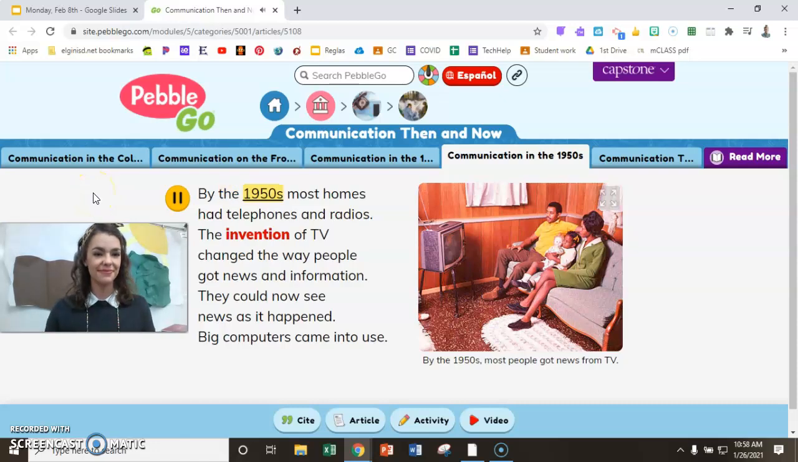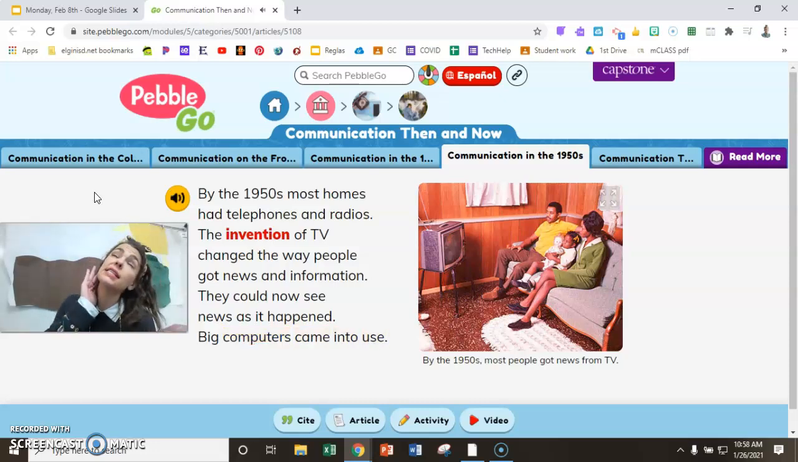By the 1950s, most homes had telephones and radios. The invention of TV changed the way people got news and information. They could now see news as it happened. Big computers came into use.